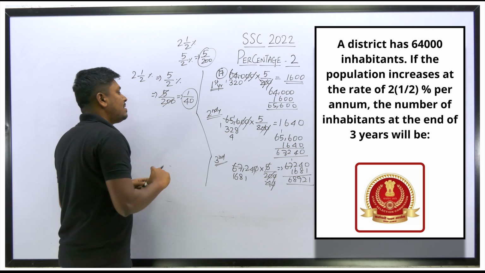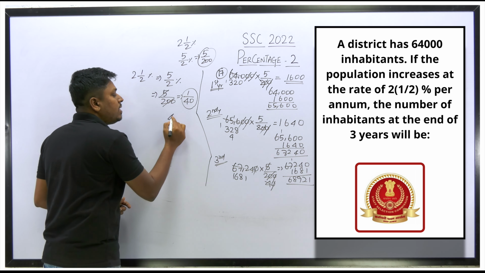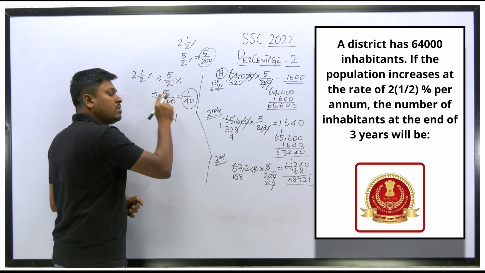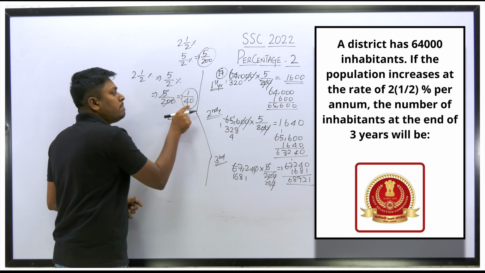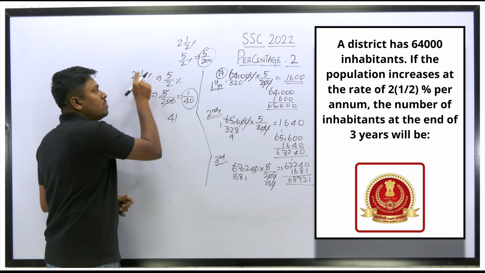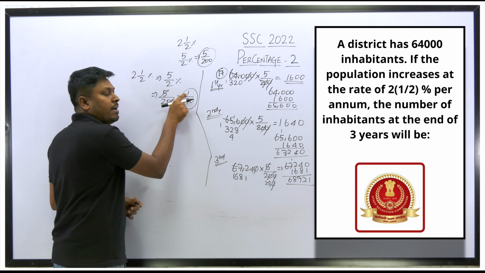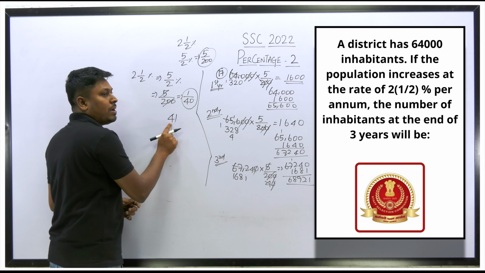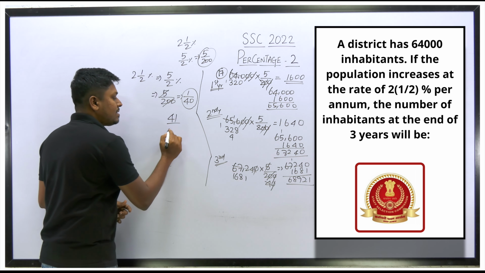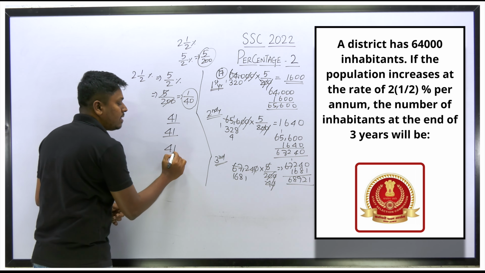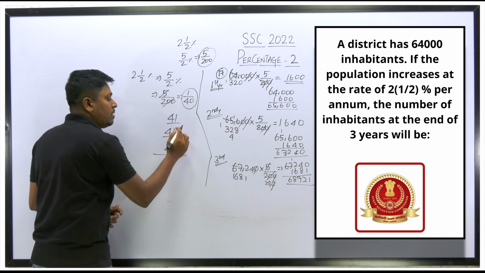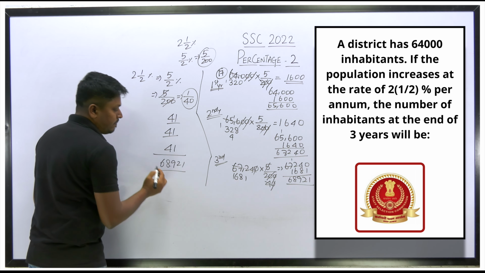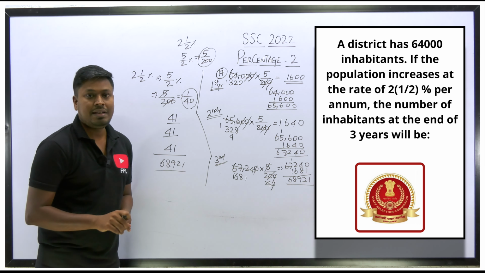So for 3 years, one part increased, which is 41 part. Understood or not? So 40 part will be the total. So for every 1 year, one part is getting increased because of this 2 1 by 2 percentage. So 40 plus 1 will be 41. So first year 41, second year 41, third year 41. So if you multiply 41, 41, 41, again the resultant answer will be 68,921. You can check it again, you will definitely get this answer.